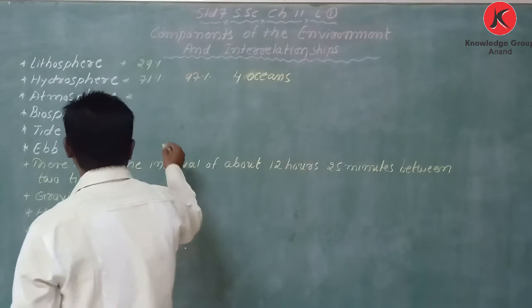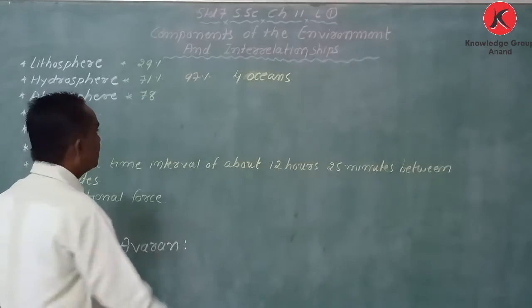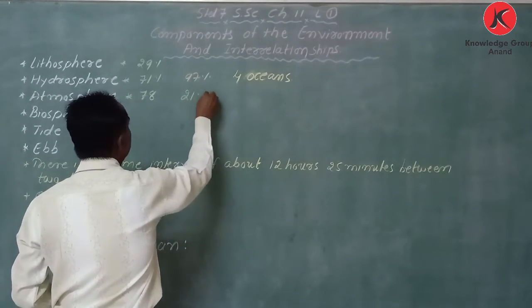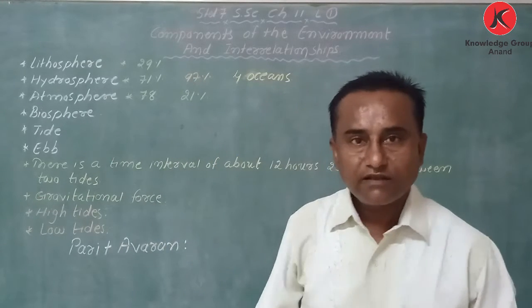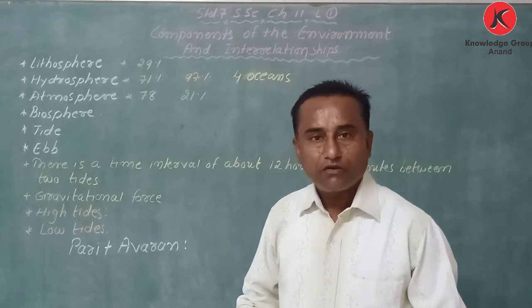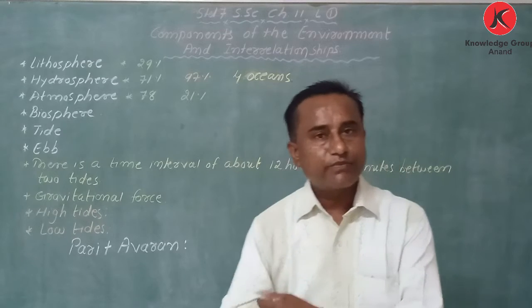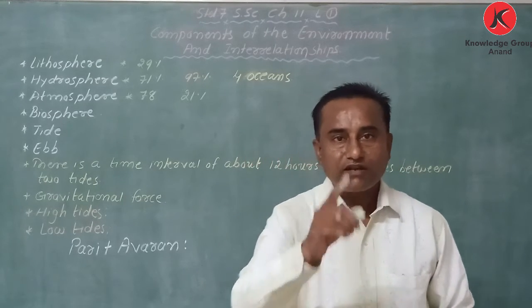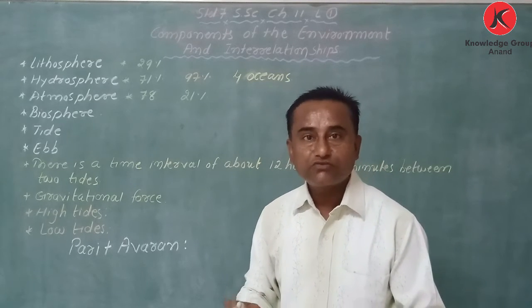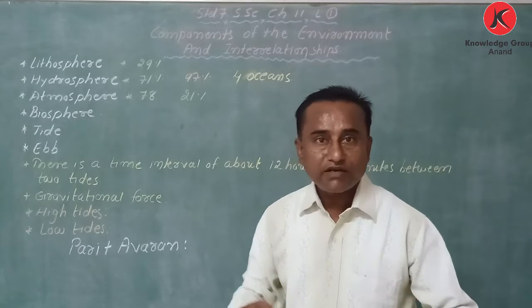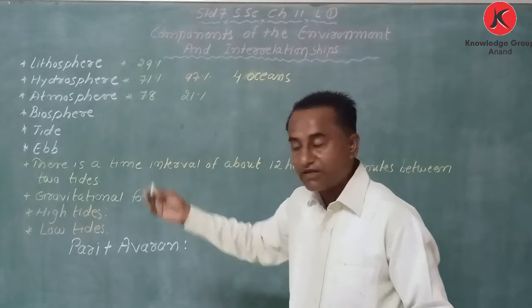Okay, we know 78% is nitrogen. Then 21% is called oxygen. And 1% is other gases like helium, hydrogen, ozone, different gases. I have already explained about ozone gas. That is useful. It protects us from the harsh rays and the severe heat of the sun, which we have already explained.